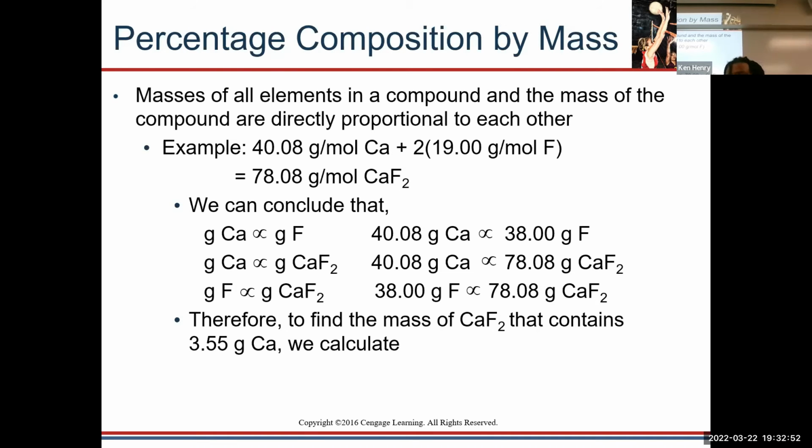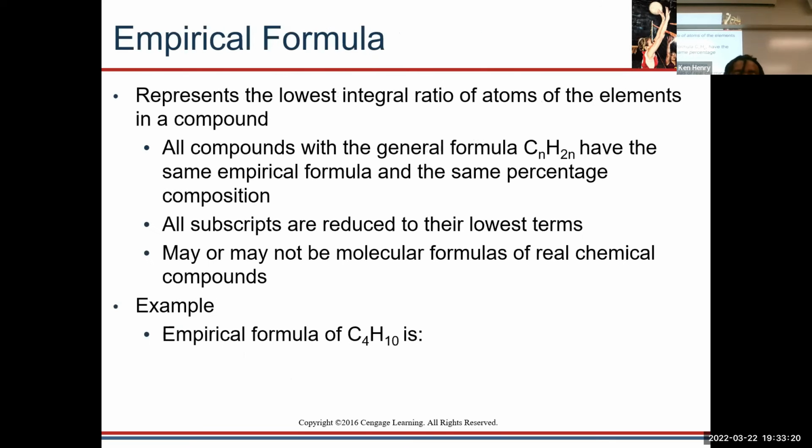So percent composition allows us to get an idea of mass to mass ratios, right? Because we're talking about the mass of the part over the mass of the whole. You're with me so far, right? Good. Now how can we use this in other cases? So let's talk about the empirical formula. First off, let's define what the empirical formula is.